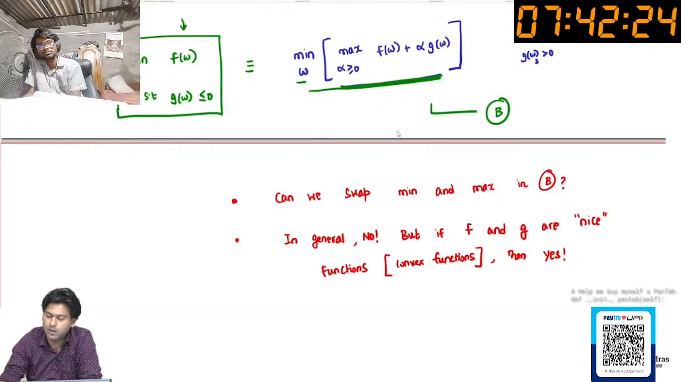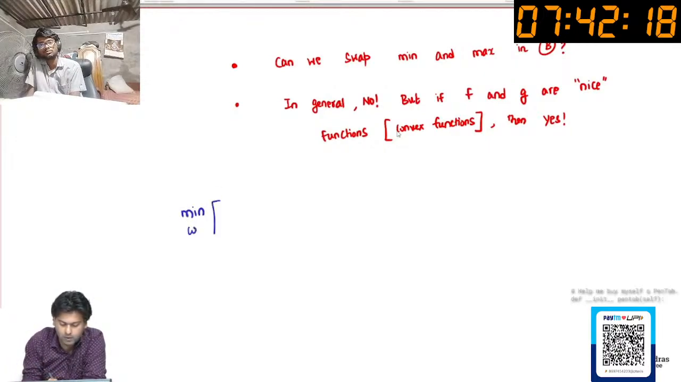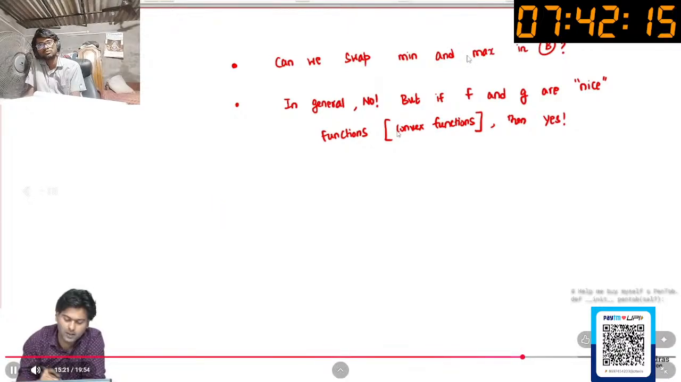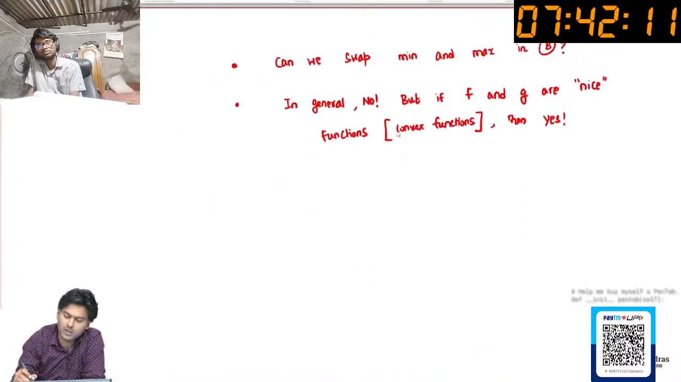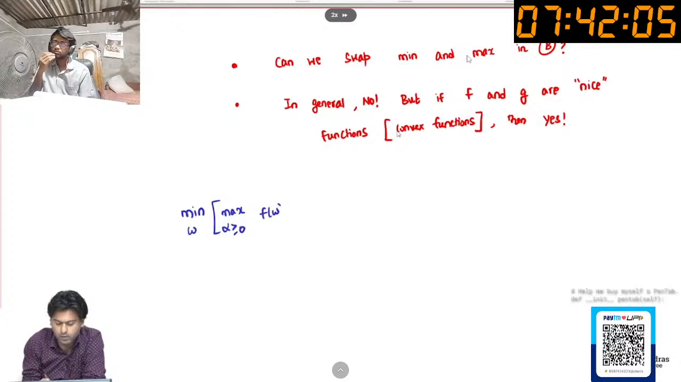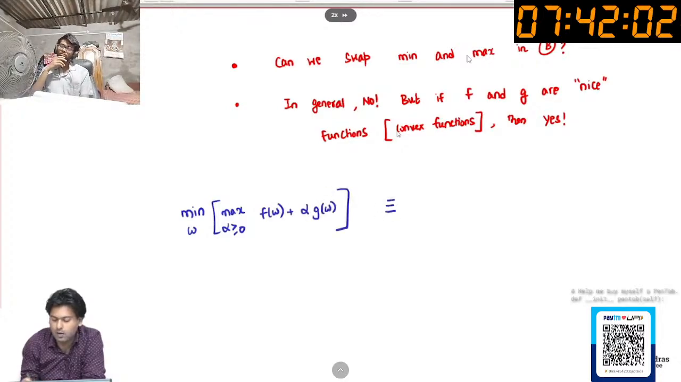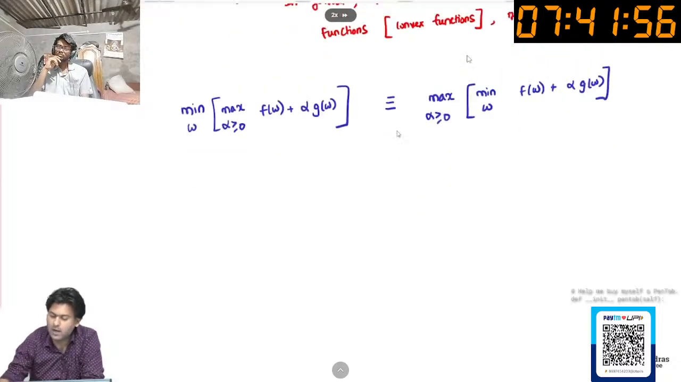If f and g are convex, then this swapping is allowed. What that essentially tells us is that I can either solve min over w, max over alpha greater than or equal to 0, of f of w plus alpha g of w, or I can solve max over alpha greater than or equal to 0, min over w, of f of w plus alpha g of w. I get the same answer no matter which one I solve.